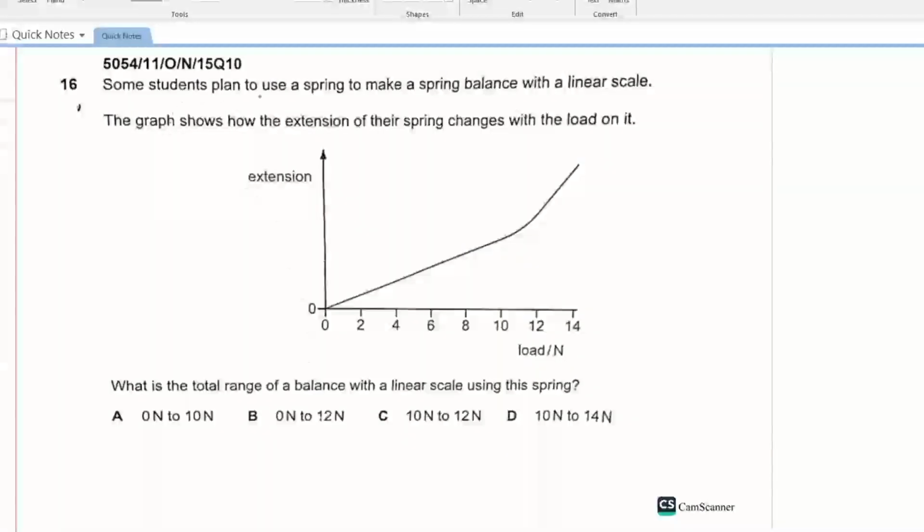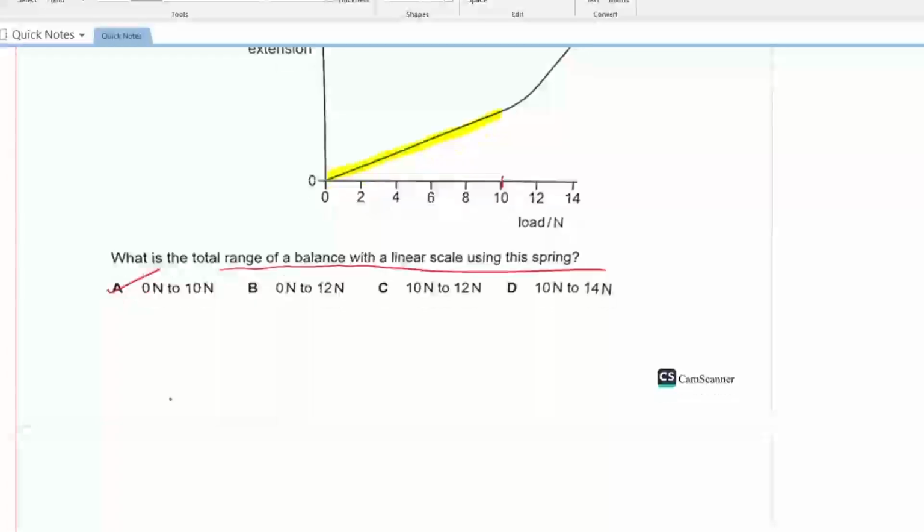Some students plan to use a spring to make a spring balance with a linear scale. The graph shows how the extension of the spring changes with the load on it. What is the total range of a balance with linear scale using the spring? Okay, this is a complicated or sophisticated way to ask till where is the limit of proportionality. Limit of proportionality is till 10 Newton. After that, the graph starts to curve. So, is there any option like that? 0 to 10? Yes. A is your answer.